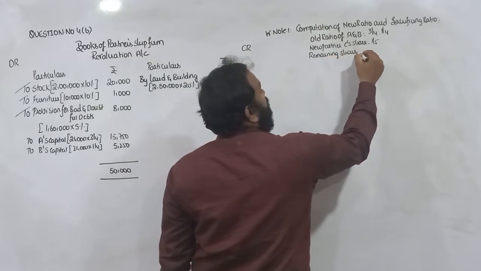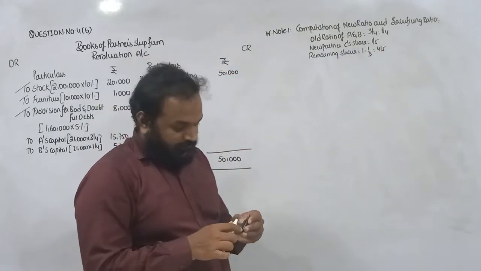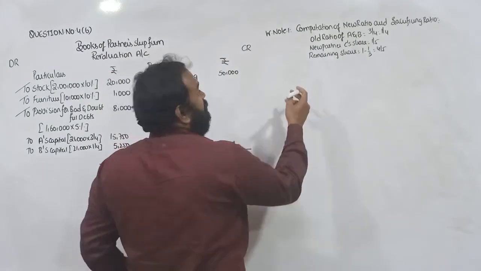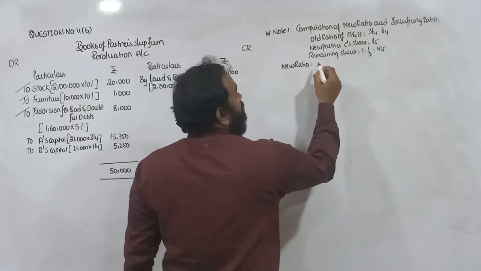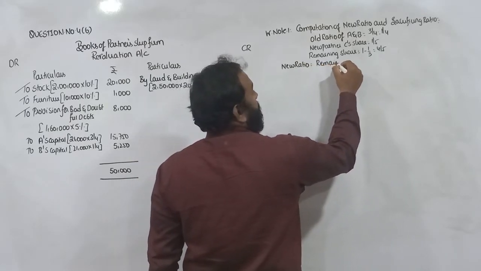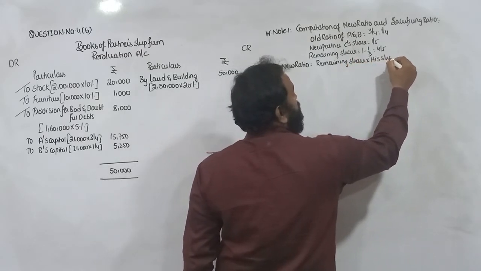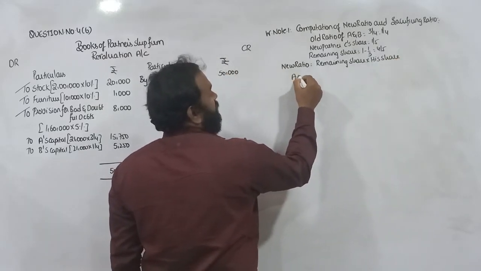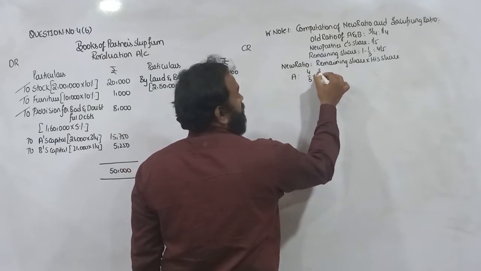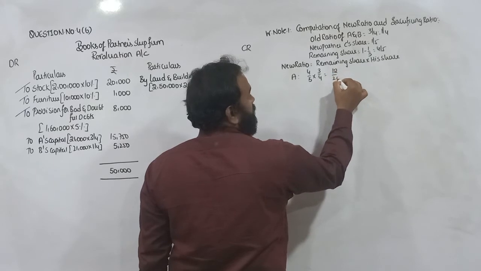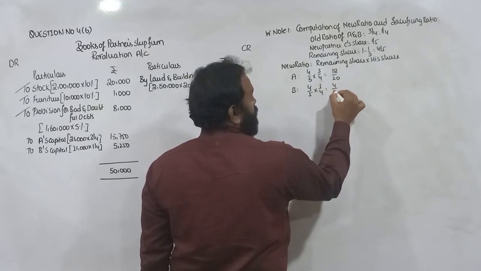Remaining share is equal to 1 minus 1 by 5, 4 by 5. New ratio is equal to remaining share into his share. Okay, now what is the remaining share? A: 4 by 5 into his share 3 by 4, 12 by 20. B: 4 by 5 into 1 by 4, 4 by 20.